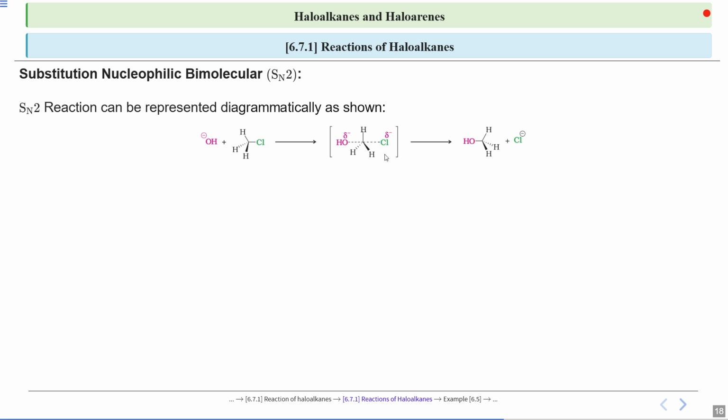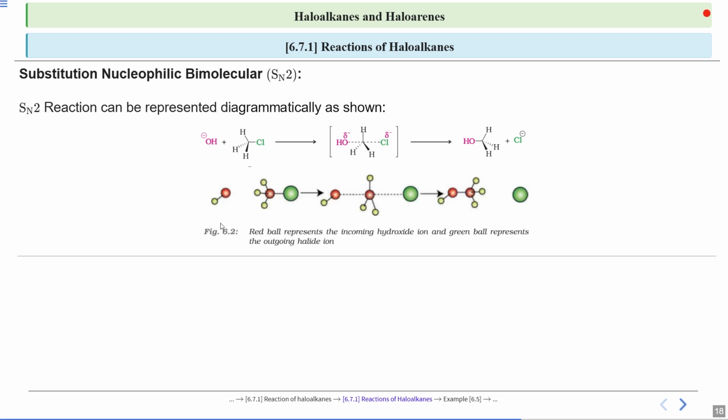Okay, so this bond breaks and you will finally get your product, which is alcohol, like methyl alcohol, plus chloride, which is our leaving group, so it will be left. So this is a single step reaction happening in only one step. The other way is this, which is figure 6.2.